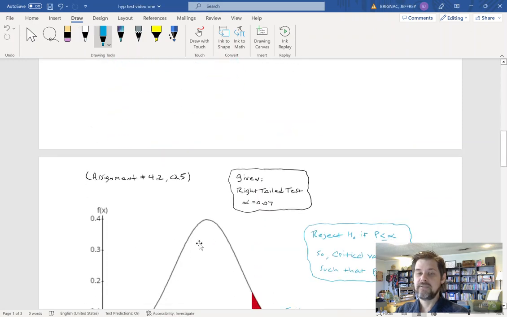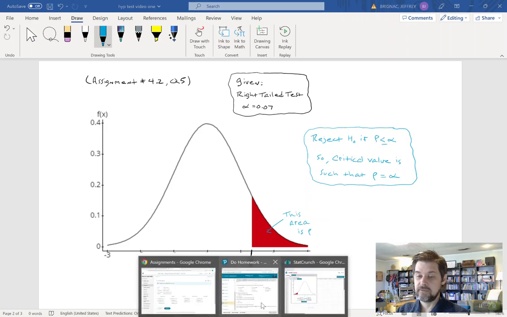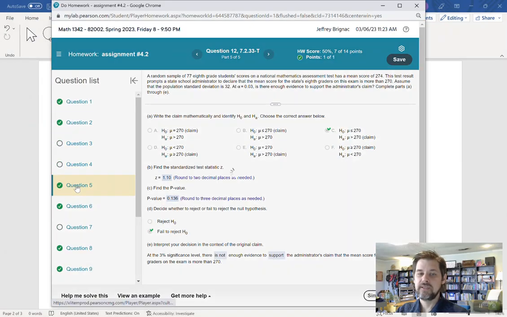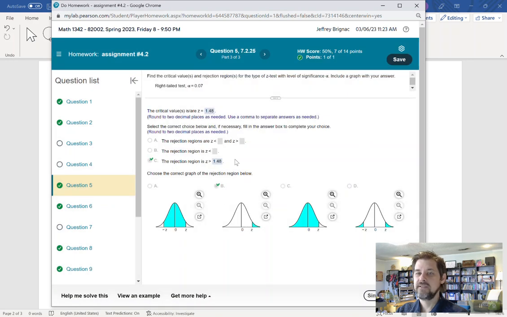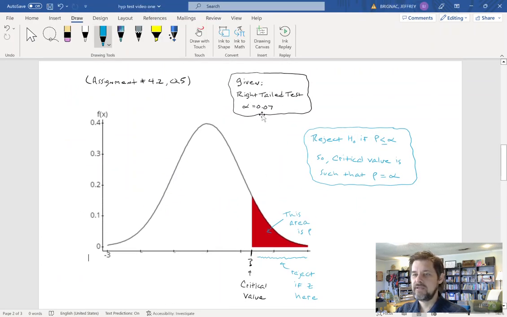Let's take this a little bit further. Let's do question 5 from assignment 4.2. So here I am back on assignment 4.2, and question 5 looks like this. It says find the critical value and rejection regions for this type of hypothesis test with the level of significance given. It's a right-tailed test with alpha is 0.07. Okay. So right-tailed test, alpha is 0.07.